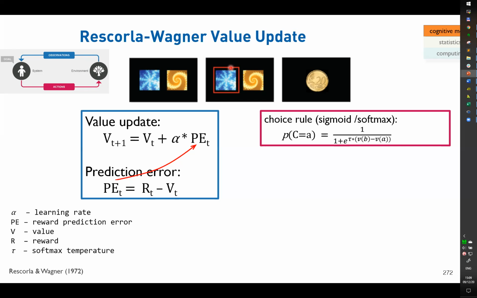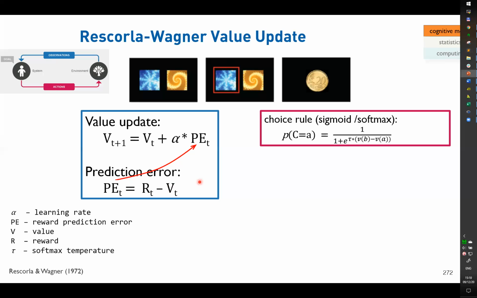The difference between these two is called a reward prediction error. Here, the PE is calculated by using the R, the reward or outcome, minus the previous expectation. The prediction error is then multiplied with a free parameter, the learning rate, and this is used to update the value. Note that the value update only applies to the chosen option, because only if you choose it will you see the outcome. If you do not choose it, there is no related outcome, right?